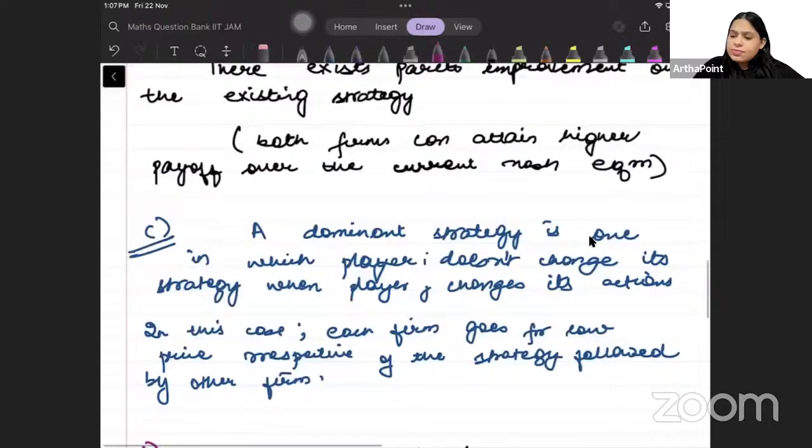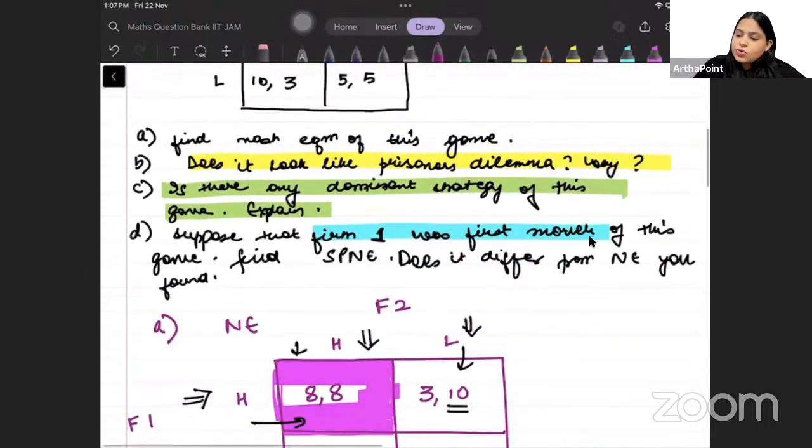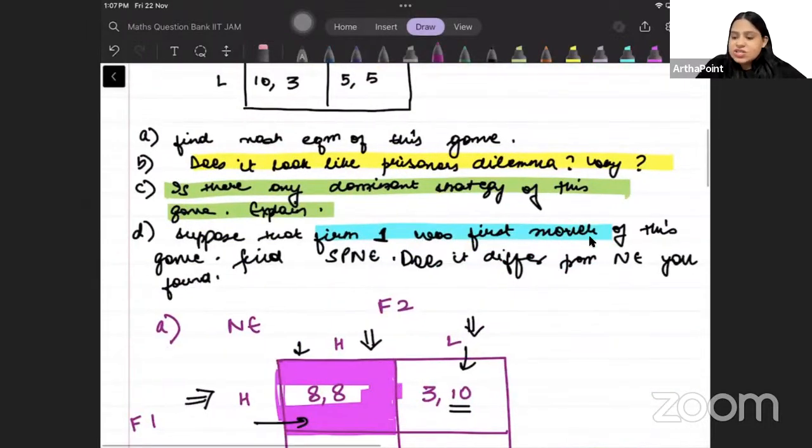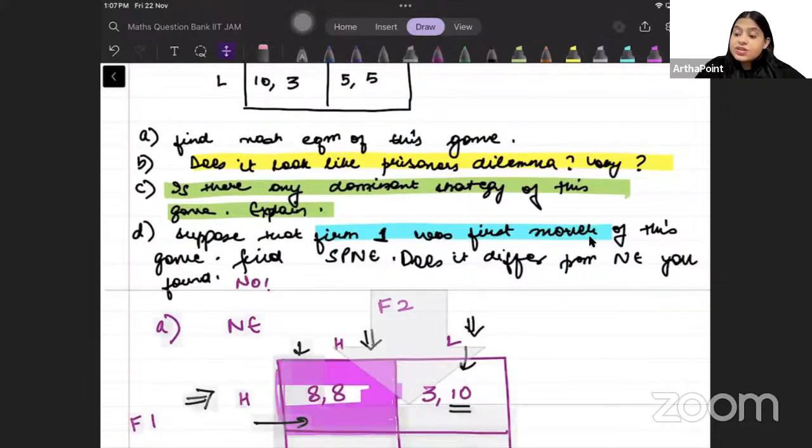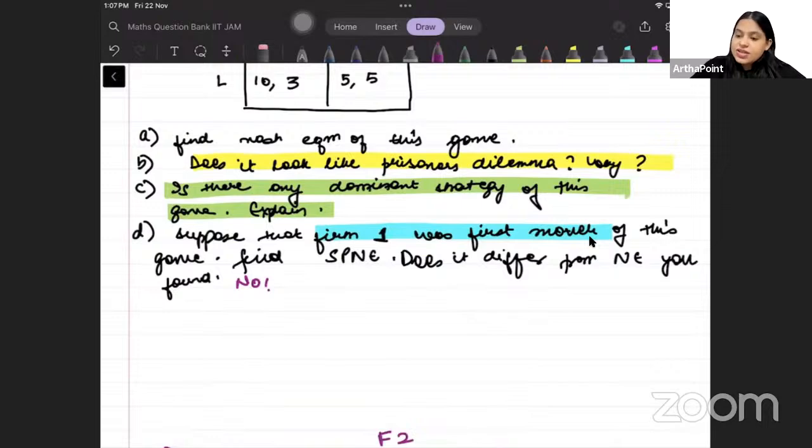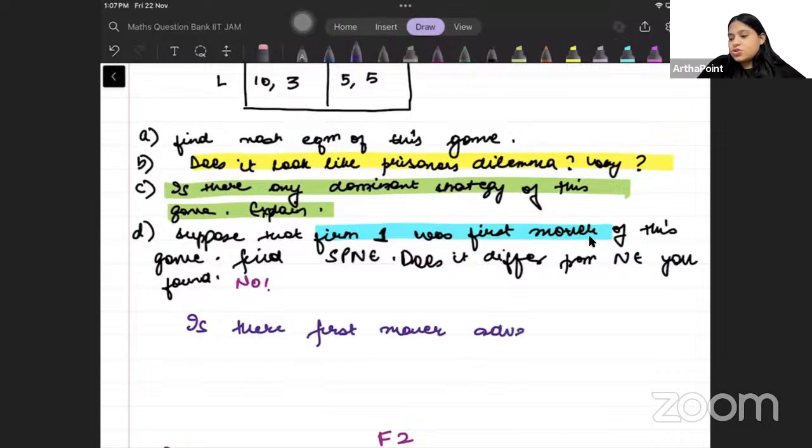Okay. Suppose sometimes they will also ask this. Here the solution does not differ. But if it differs, then they would have asked, is there a first mover advantage to firm 1? Then you would have compared the payoffs.